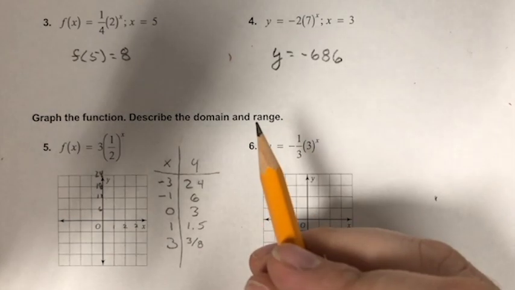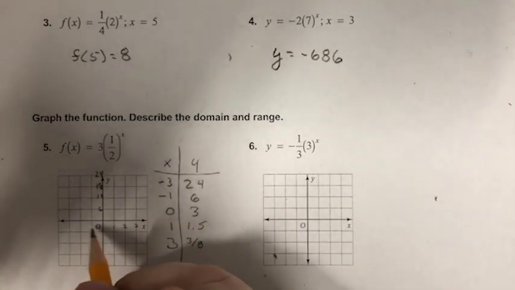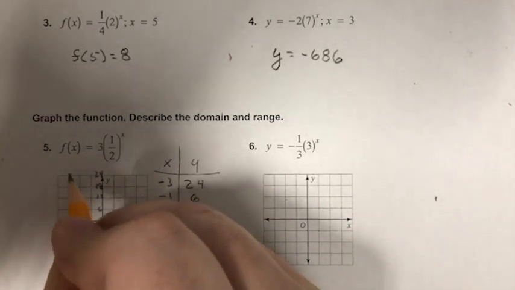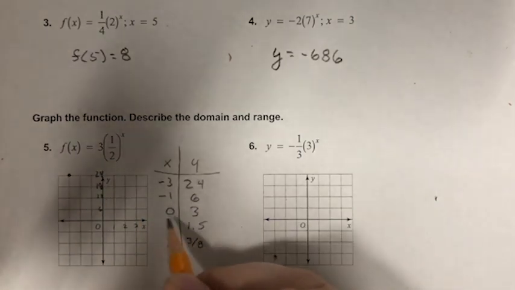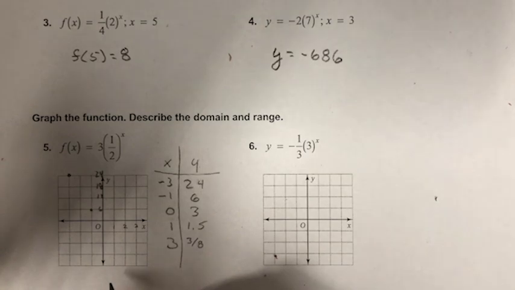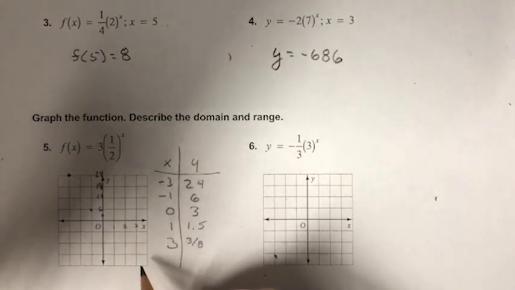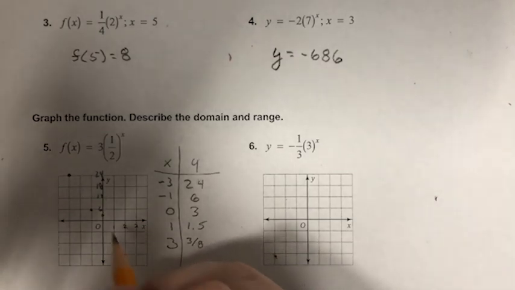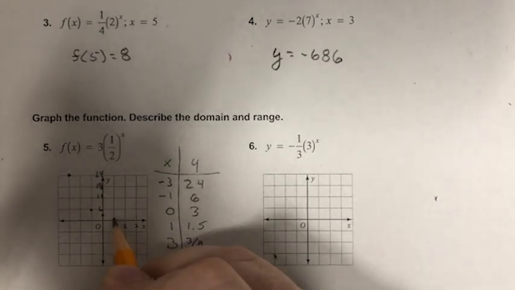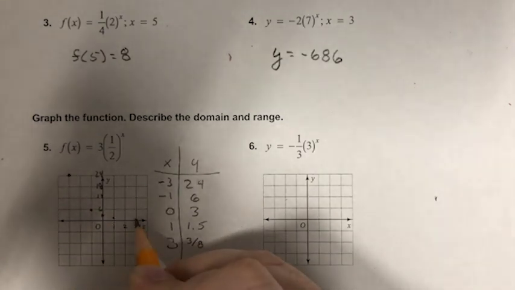Now that we've got our numbers, let's plug things in. The first one was -3, 24, so -3, 24 would be here. The next one would be -1 and 6, which would be right about here. The next one would be 0 and 3, which would be here. The next one would be 1 and 1.5, which we're going to estimate to the best of our ability, which looks like this.